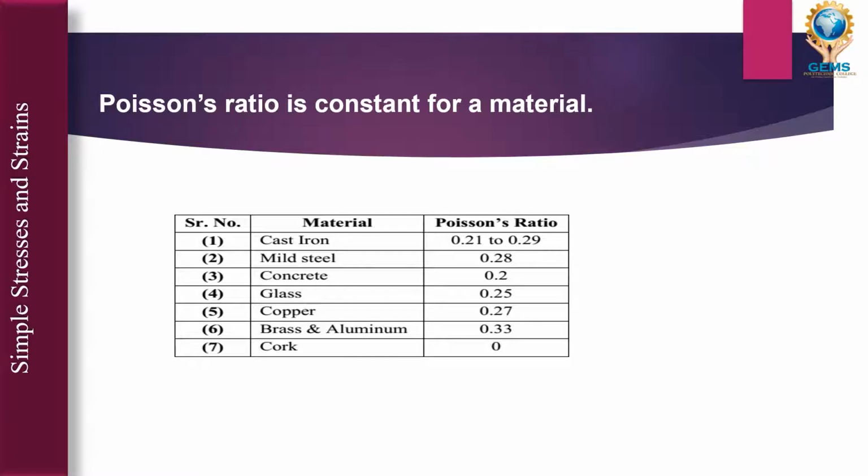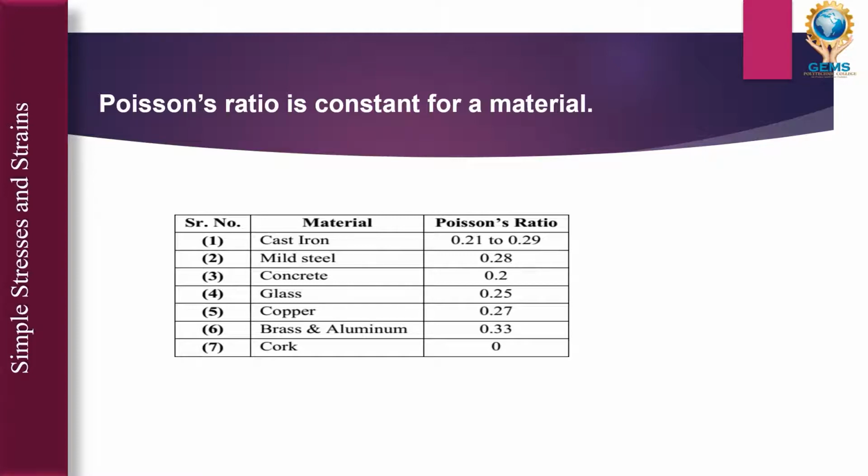Understand? So now we will see Poisson's ratio for some materials. For cast iron, Poisson's ratio is between 0.21 and 0.29. For mild steel, Poisson's ratio is 0.28. For concrete, Poisson's ratio is 0.2. For glass, Poisson's ratio is 0.25.